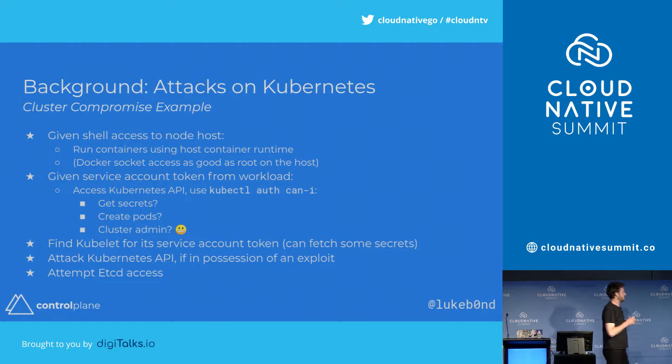Okay, so now we're starting to look at the cluster compromise examples, which may come from a workload compromise, or they may come from some other source. Let's imagine that some attacker has gained access to a node host, like an actual host. They will want to be able to run containers. Hopefully they can run containers in privileged mode, and then they're effectively root on your system.